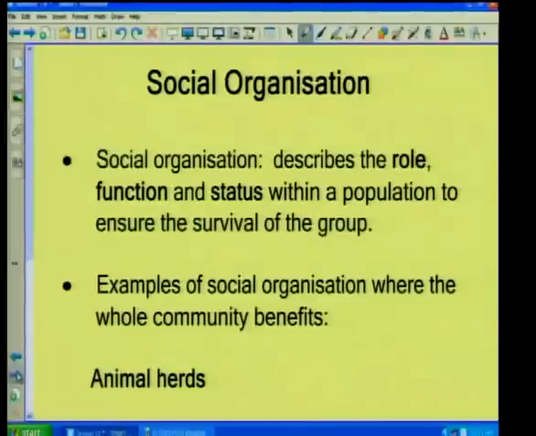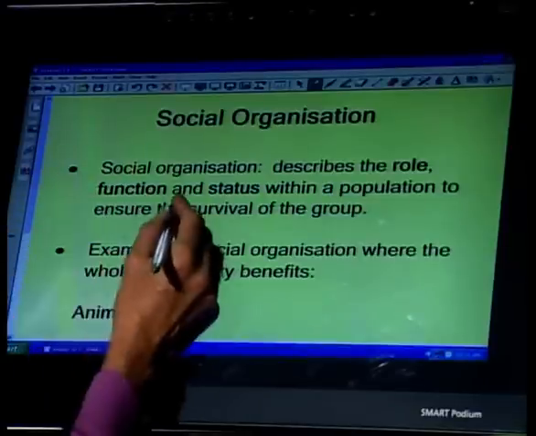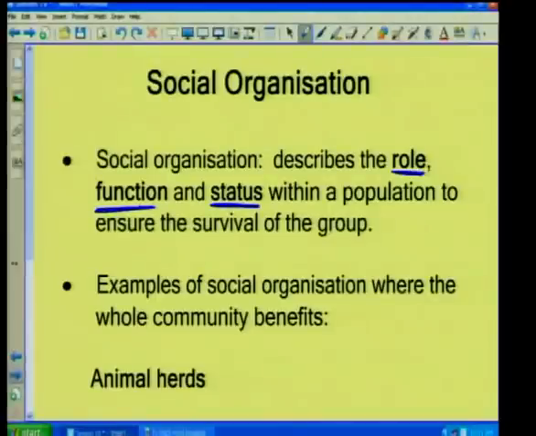Okay, now we look at social organization. We have social organization as human beings. You've got the people that have and the people that don't, the people that are in charge and the people that aren't. You've got the bosses and you've got the workers. We are exactly the same, except that we are not possibly as organized as the animal world. So let's have a look at our animal world. Okay, social organization, what does it mean? It describes the role, the function, and the status within a population to ensure survival of the whole group.